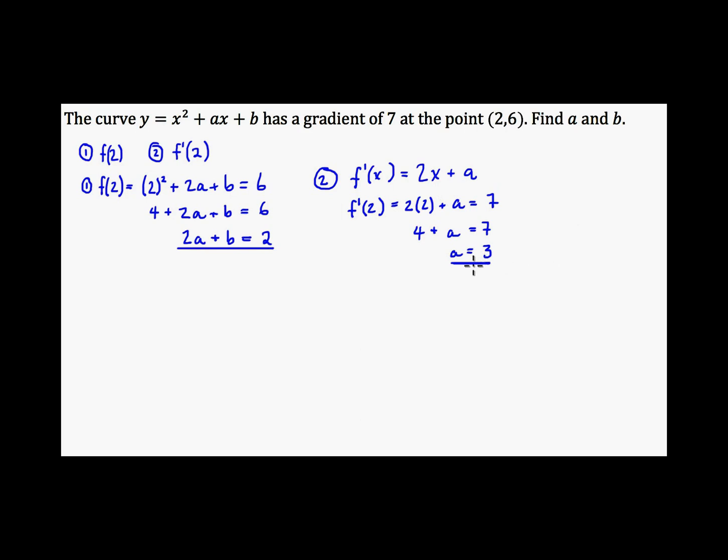We then take this value of a and substitute it in for a in the other equation. So we're left with 2 times 3 plus b equals 2. So 6 plus b equals 2. So therefore, b must equal negative 4. Cool. So it asks us to find a and b.